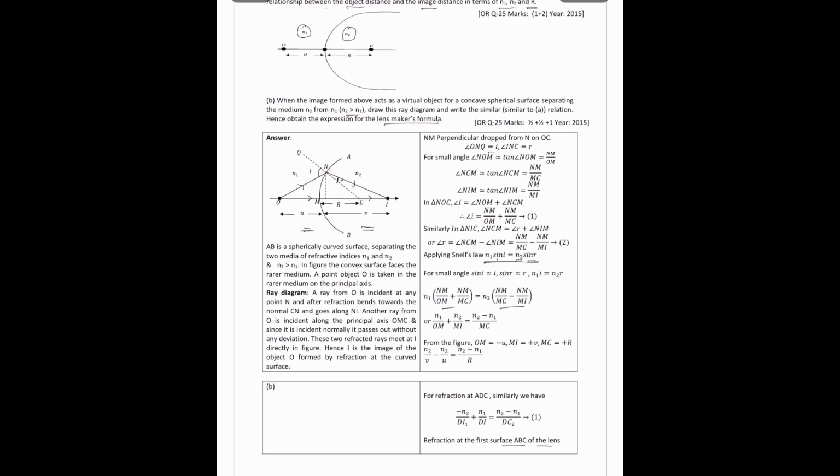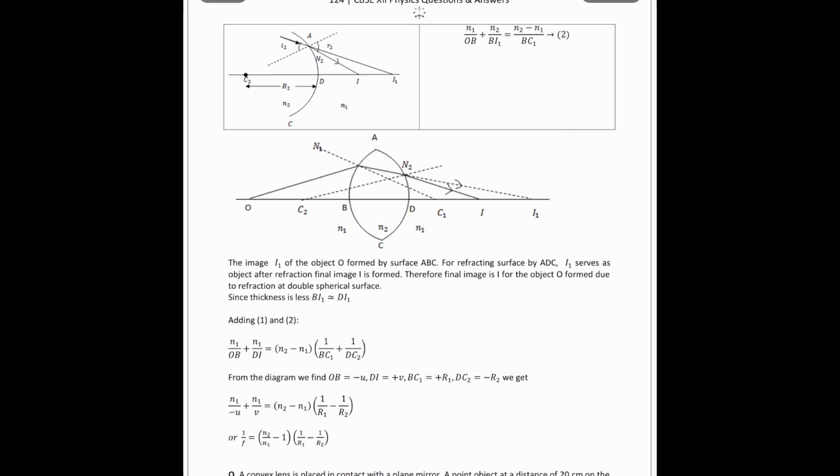Similarly, for the refraction at the first spherical surface ABC of the lens. Take a screenshot. Most of these things are self-explanatory. This is simply a triangle. If you prove that the triangles are similar, the ratio of sides of equal angles are the same, and then take the ratio of sides. You can find it.